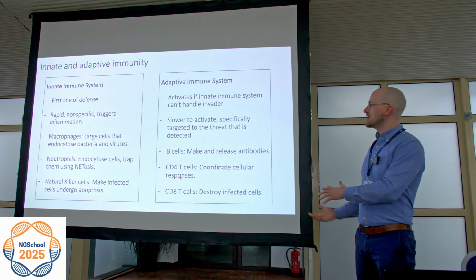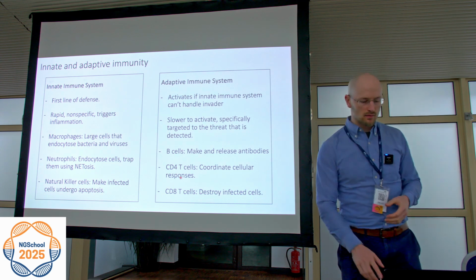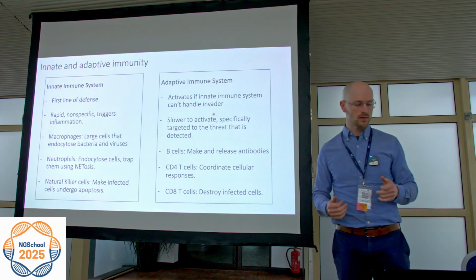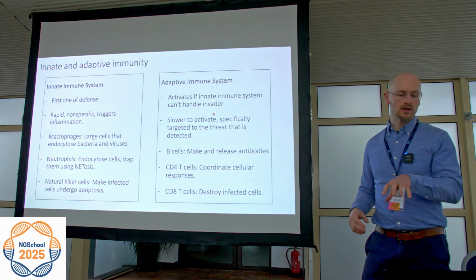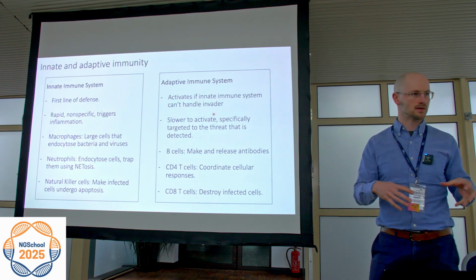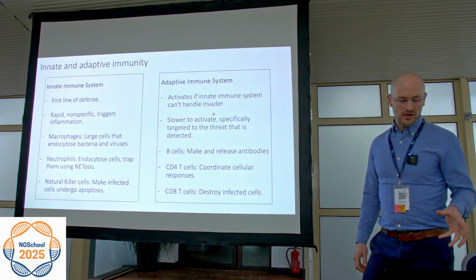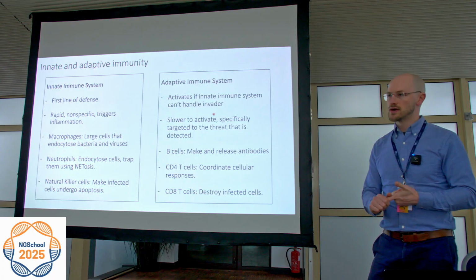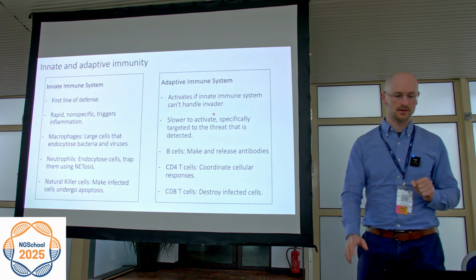And then there's the adaptive immune system. This activates if the innate immune system can't handle an invading bacteria or virus. It's slower to activate, but it is specifically targeted to the threat that is detected. It's composed, as I said before, of B cells, which make and release antibodies, CD4 T cells, which coordinate cellular responses, and CD8 T cells, which destroy infected cells.